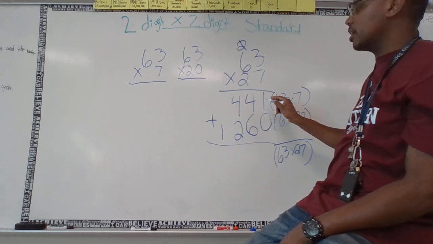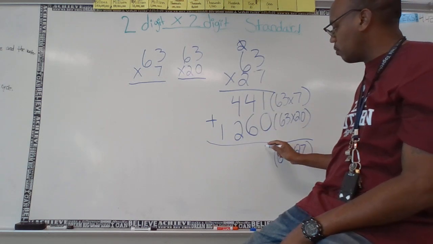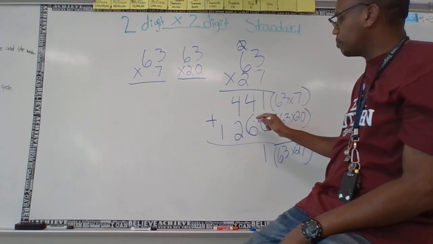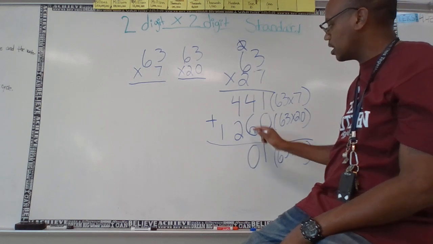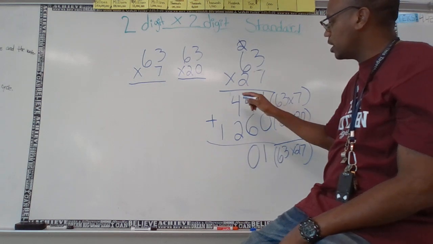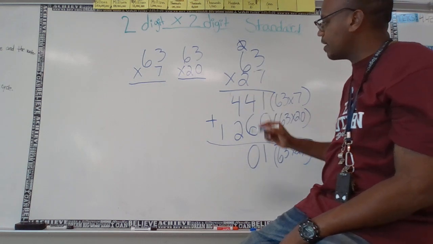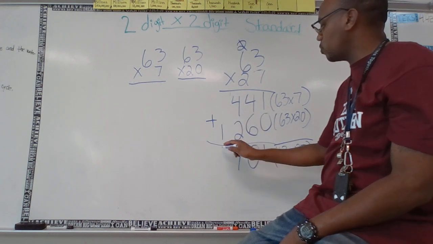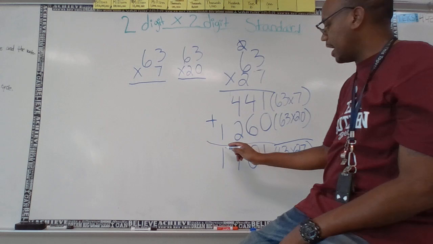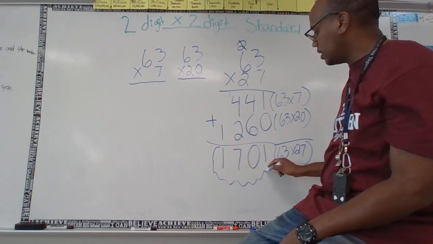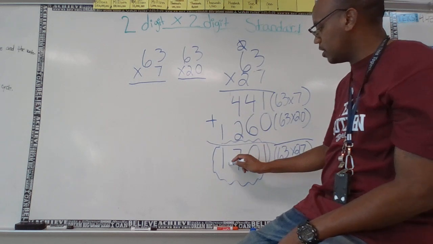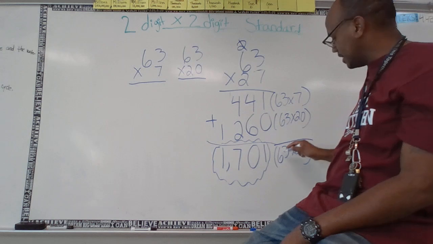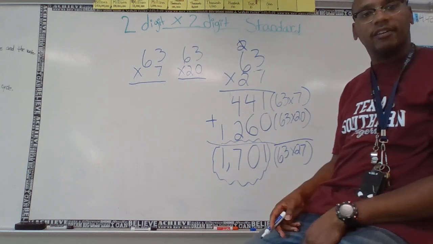If you do that, 1 plus 0 is 1. 4 plus 6 is 10. 0, carry the 1. 1 plus 4 is 5, plus 2 is 7, and then you bring down this 1 in the thousands place. So my answer is 1,701. That is 63 times 27.